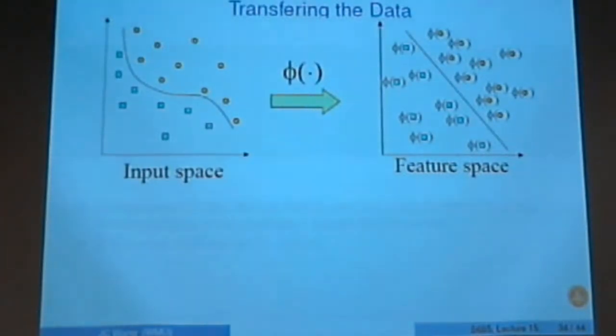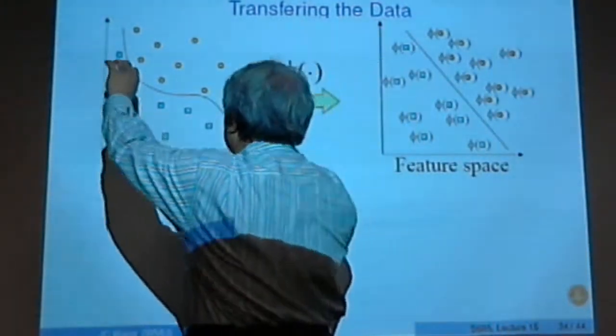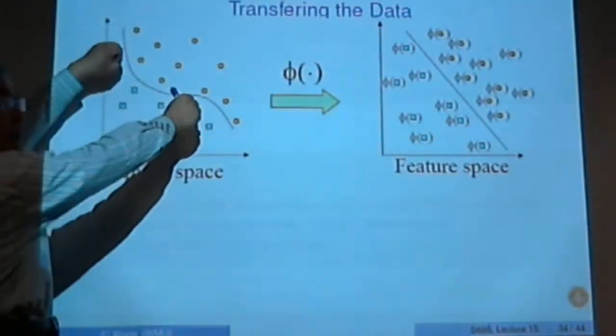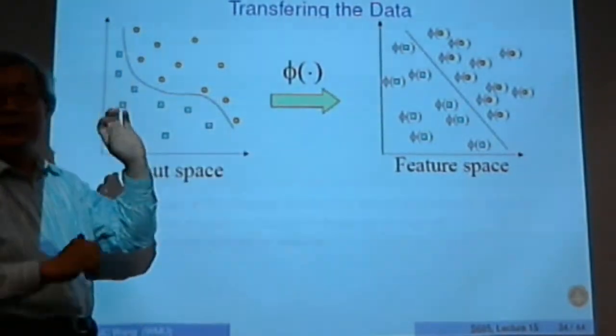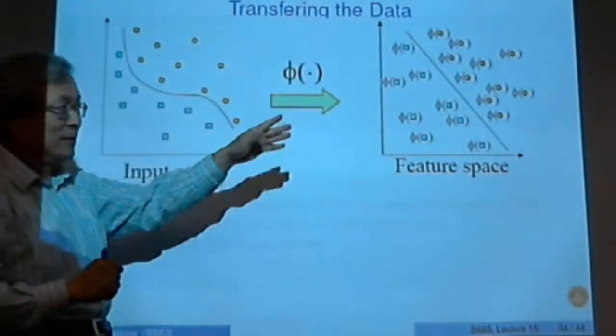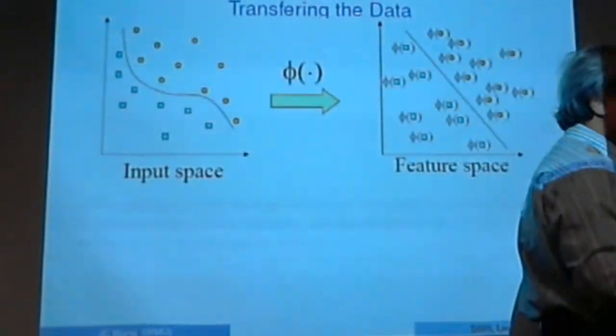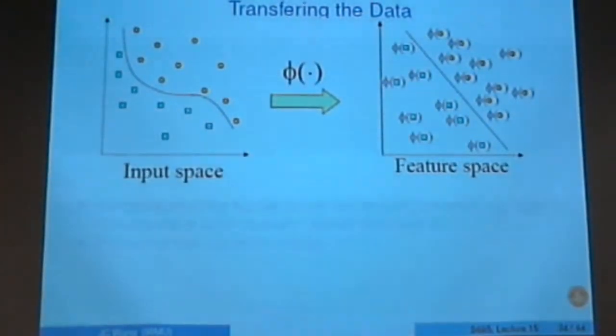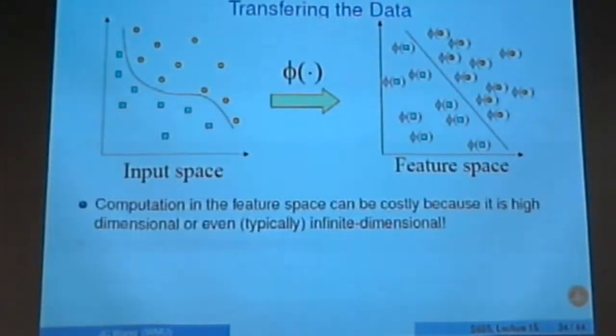Here is a general schematic of this idea. In the input space, it's nonlinearly separated. The transformation is like stretching or bending, or however you think about it, to make it linear. Then in the feature space, it's a linear separating line in this case, right?